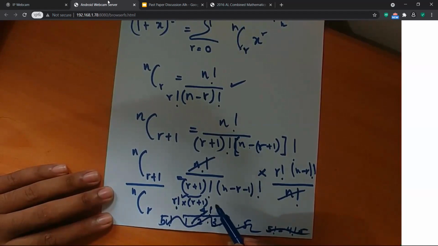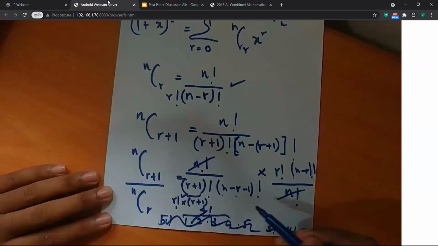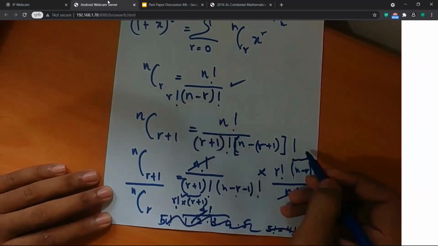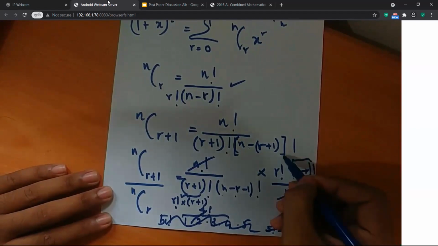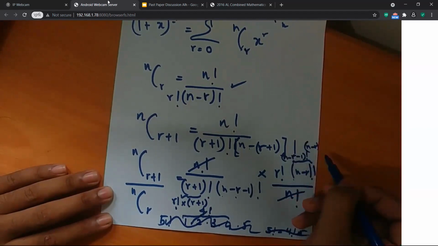So n minus r minus 1, and this is n minus r. So this is n minus r minus 1, this is n minus r. Can we write these two in similar terms? So this can be written as n minus r minus 1 factorial into n minus r, the next term.